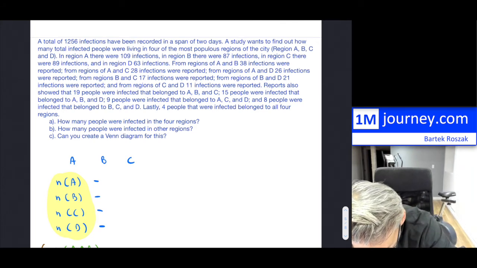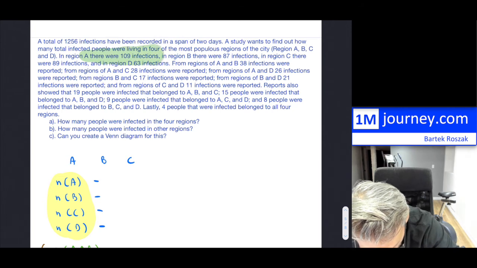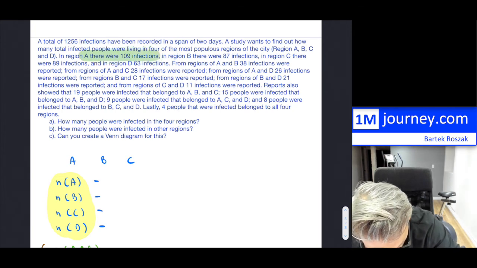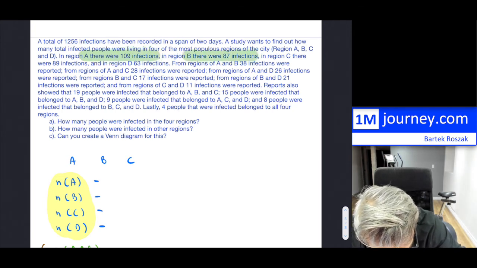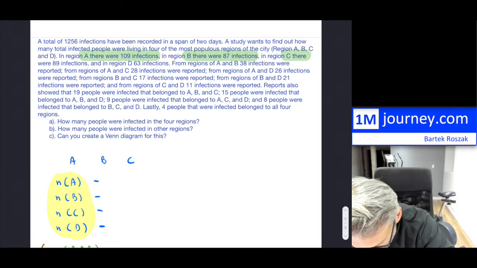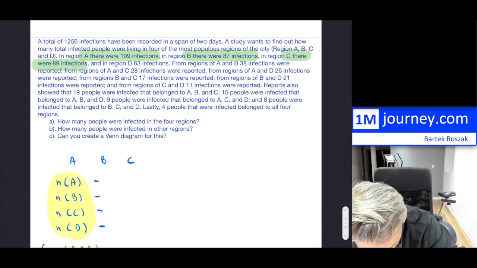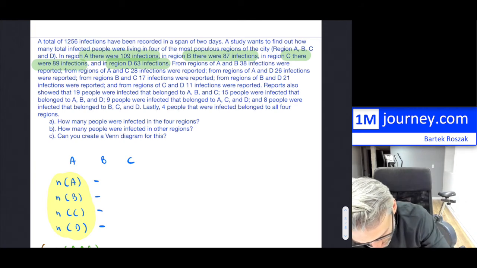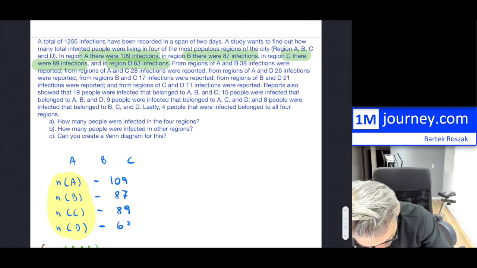Here, notice it says in region A, right here, there was 109. Region B, 87. Okay, region C, right here, 89. And then region D was 63. So all I'm doing is just writing these numbers out: 109, 87, 89, 63.